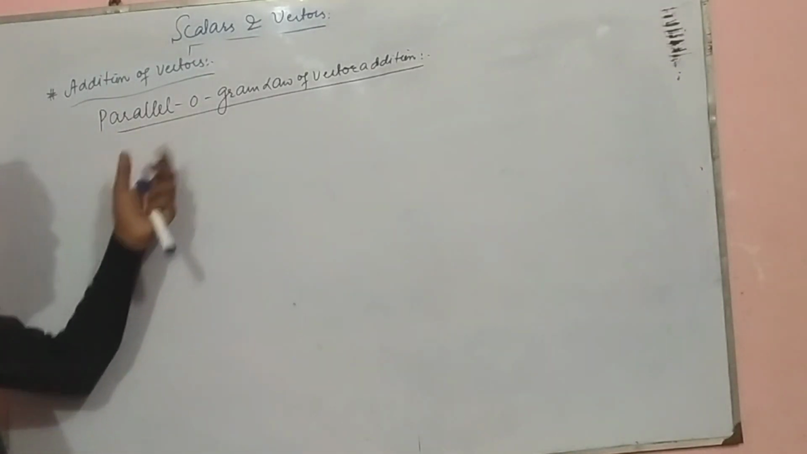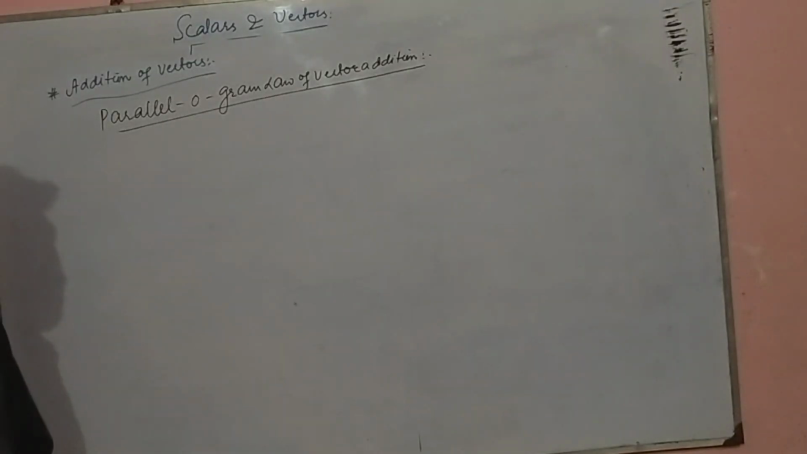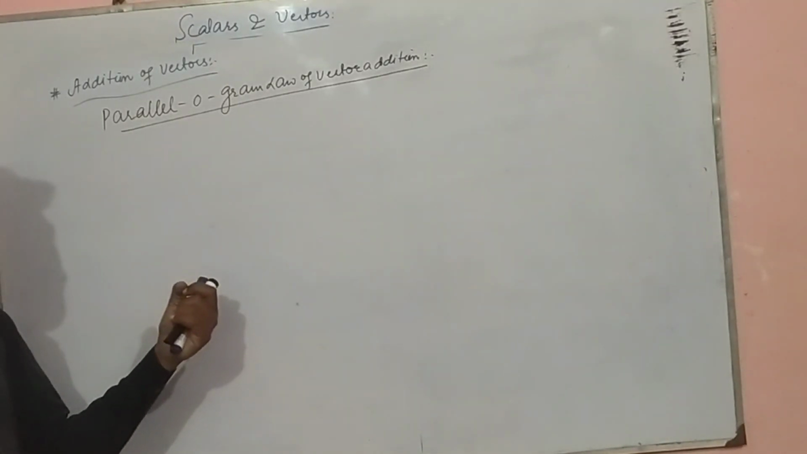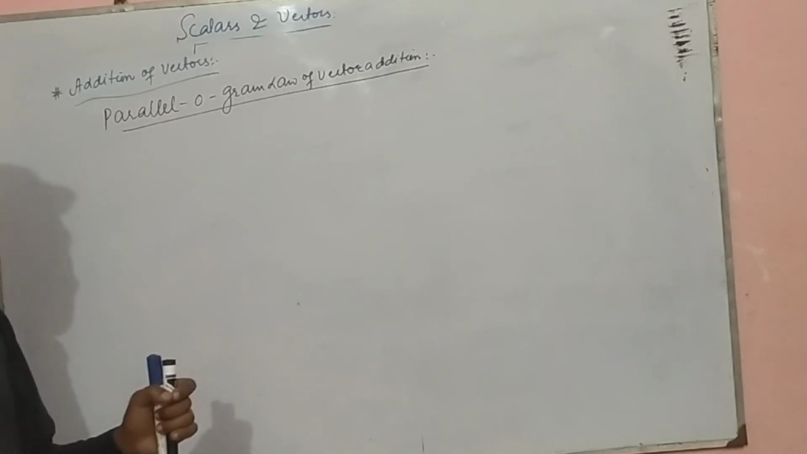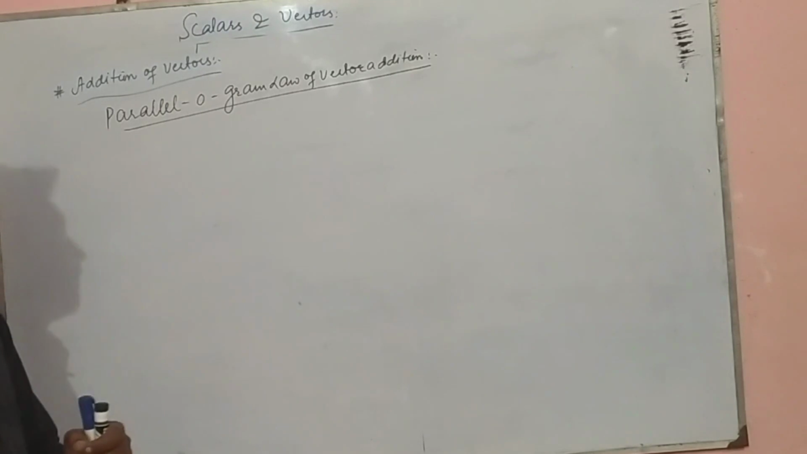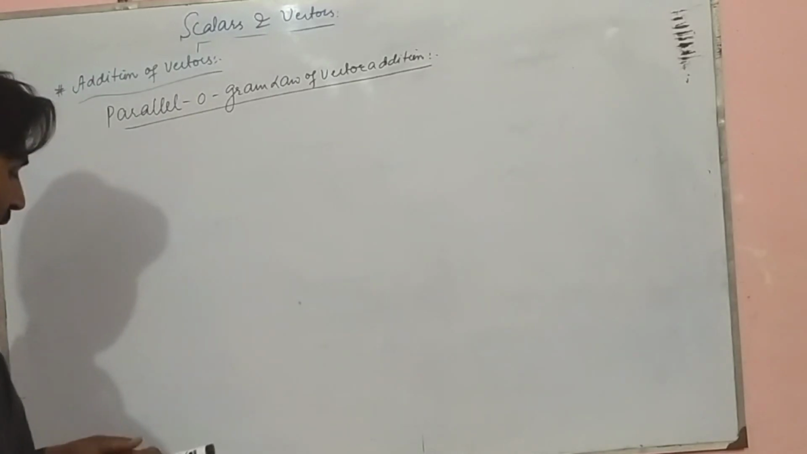But in the parallelogram law of vector addition, we add the vectors at the origin, tail to tail, not by the head-to-tail method. In this law, at the origin, the two vectors are joined tail to tail. Let us see how it happens.